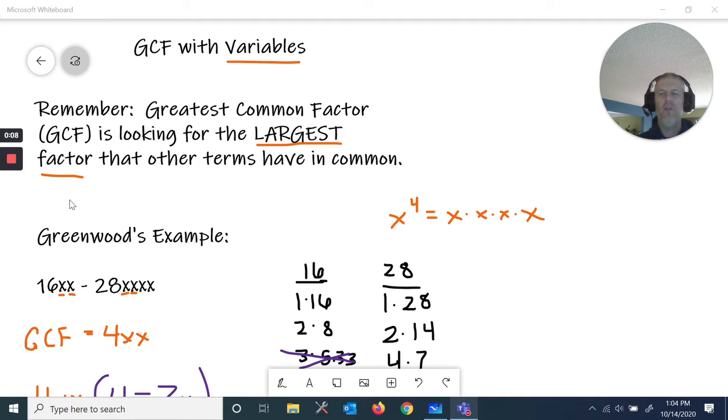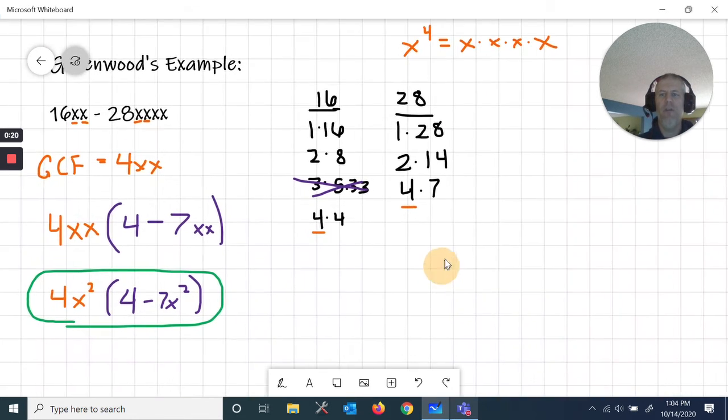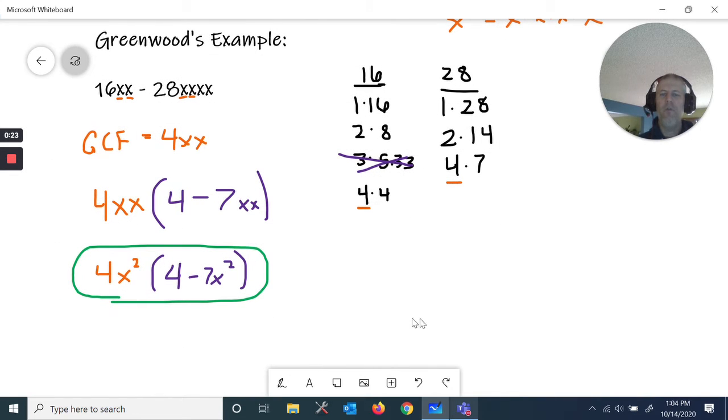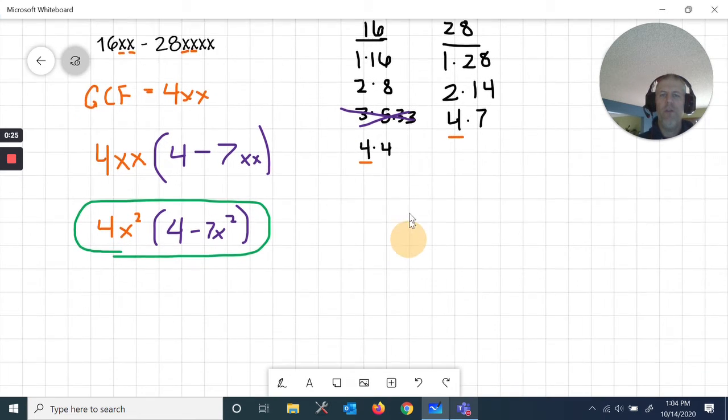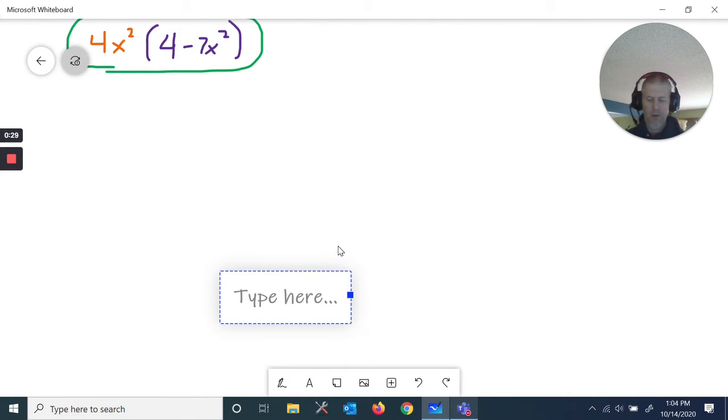This is a follow-up to the last GCF video with variables. Remember, we're looking for the largest factor that other terms have in common, and I wanted to give you an example here to try, or maybe two, so you could try your hand at this and then see an explanation of that example. Okay, so here's my example, and I'm just going to scoot on down here. You can see that example from the last video. All right, so here is your try example.